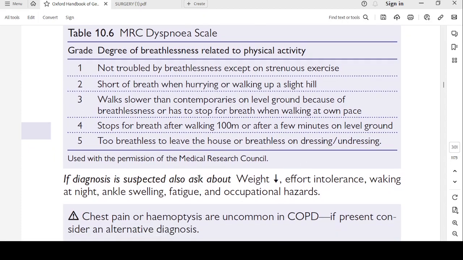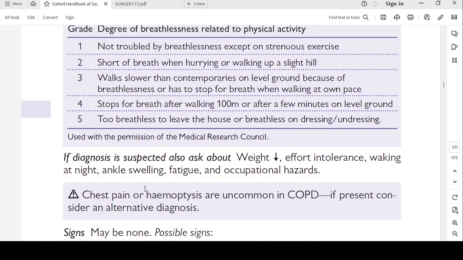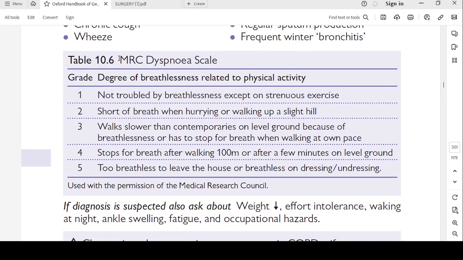If diagnosis is suspected, also ask about weight loss, effort intolerance, waking at night, ankle swelling, fatigue, and occupational hazards. Chest pain or hemoptysis is uncommon in COPD. If present, consider an alternative diagnosis. So this one is the MRC dyspnea scale.